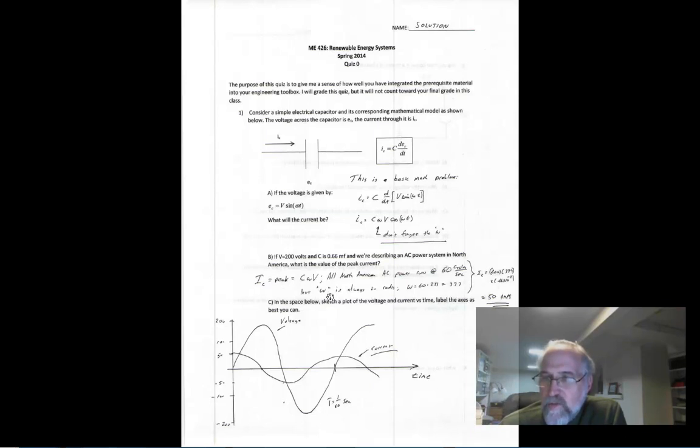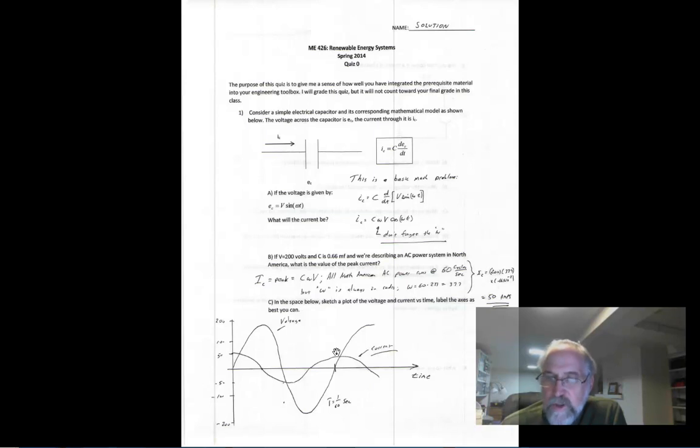So the other thing you need to realize is omega, which is frequency, but it's radian frequency, not cycles per second. So 60 hertz is 60 cycles per second, but to be able to use that in this problem, we have to convert it to radian frequency, which means cycles per second times 2 pi radians per cycle, and we get 377. So North American power has a radian frequency of 377 radians per second. You put all that together, 0.66 mF is millifarad, 10 to the minus 3 farad, and the answer is 50 amps. And like I said in class, only one person got that answer right.